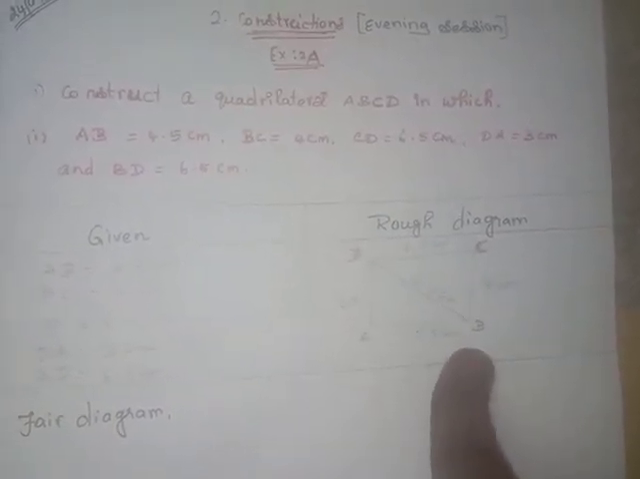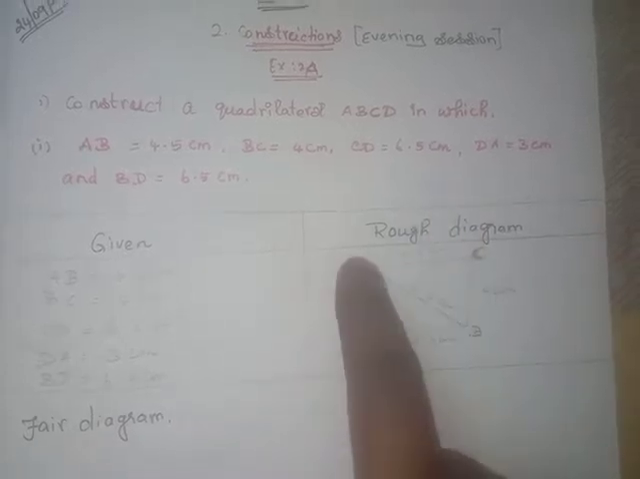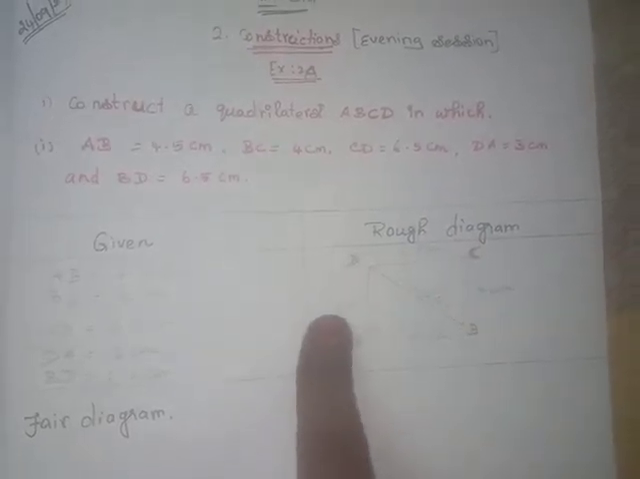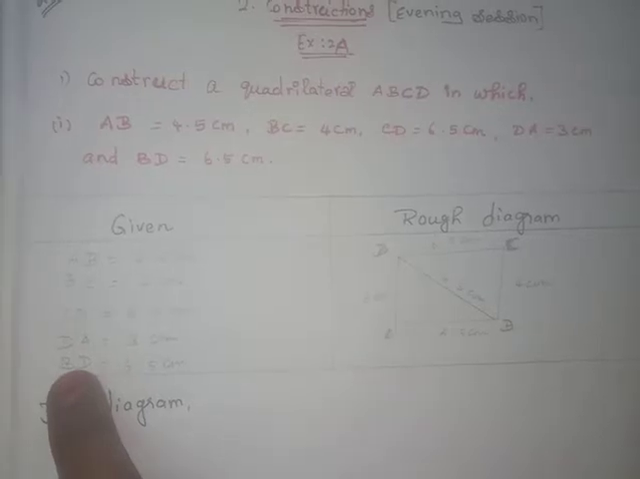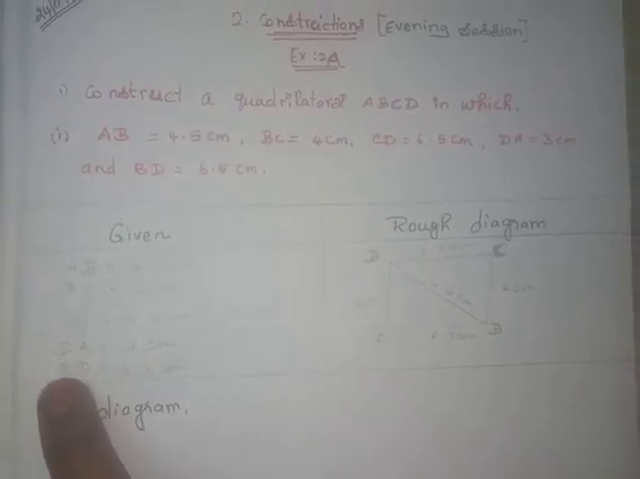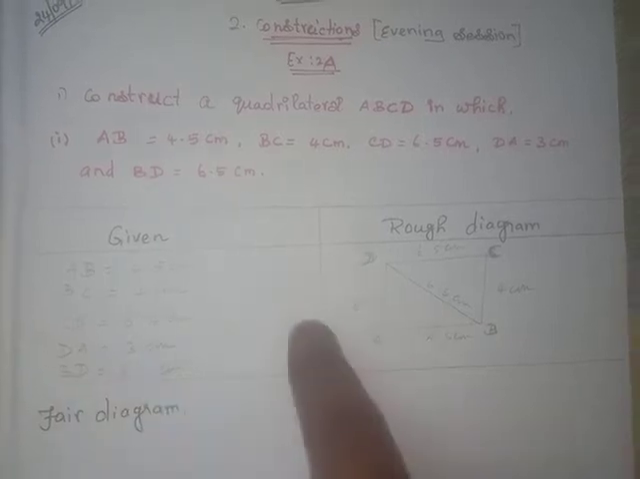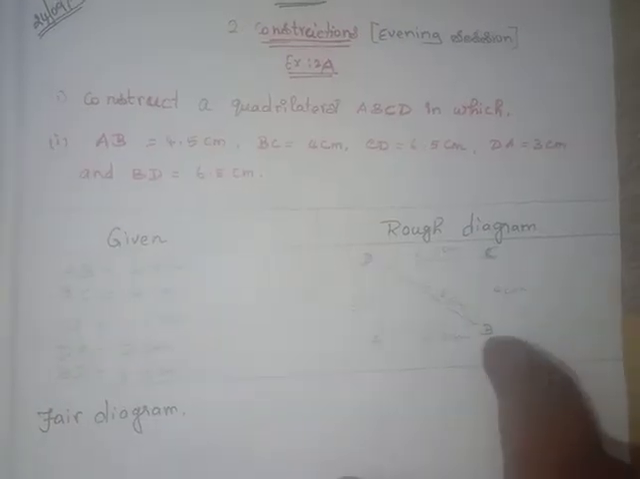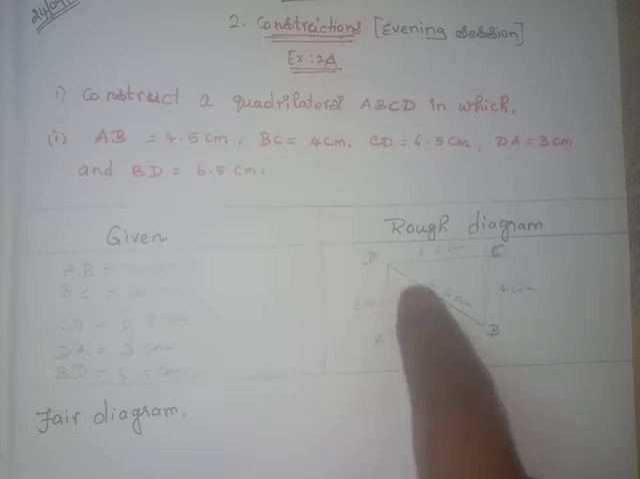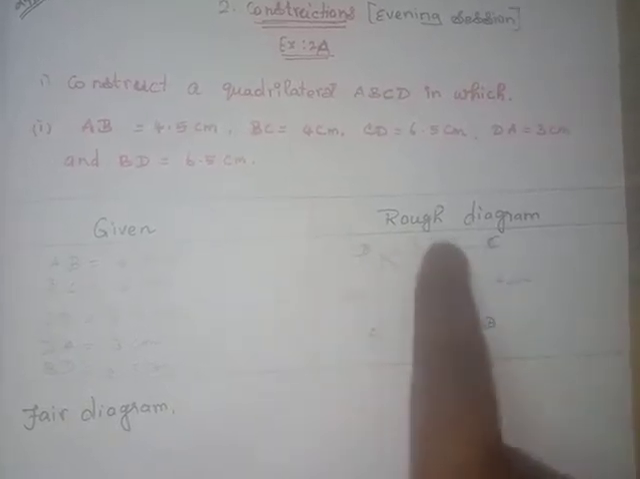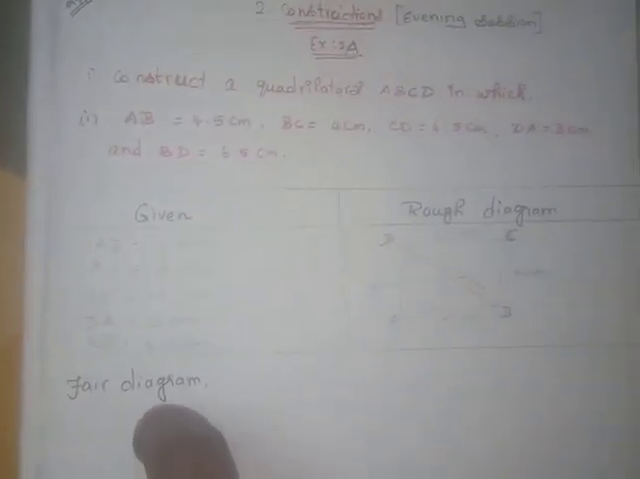AB is 4.5 centimeter, BC is 4 centimeter, CD is 6 centimeter, DA is 3 centimeter, and one more thing is BD, that means the diagonal. So 4 sides with 1 diagonal is the given construction. BD is 6.5 centimeter, so you draw the line BD of 6.5 centimeter. This is the rough diagram. Then you do the fair diagram.